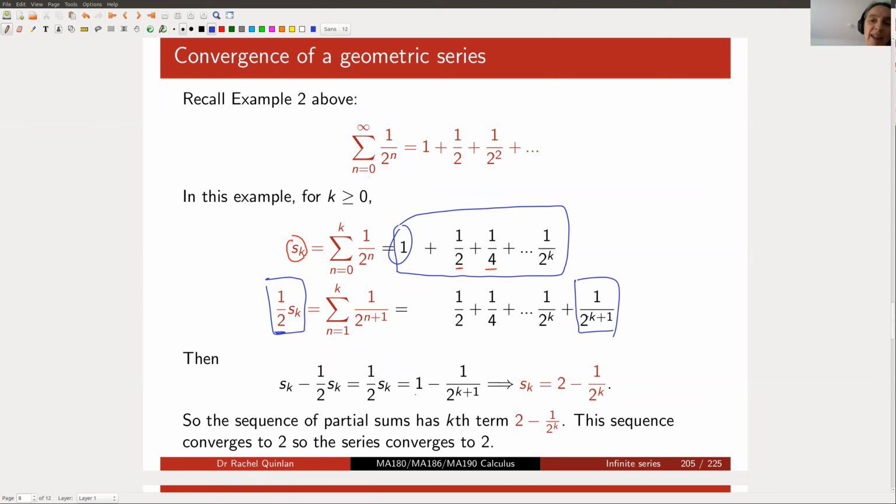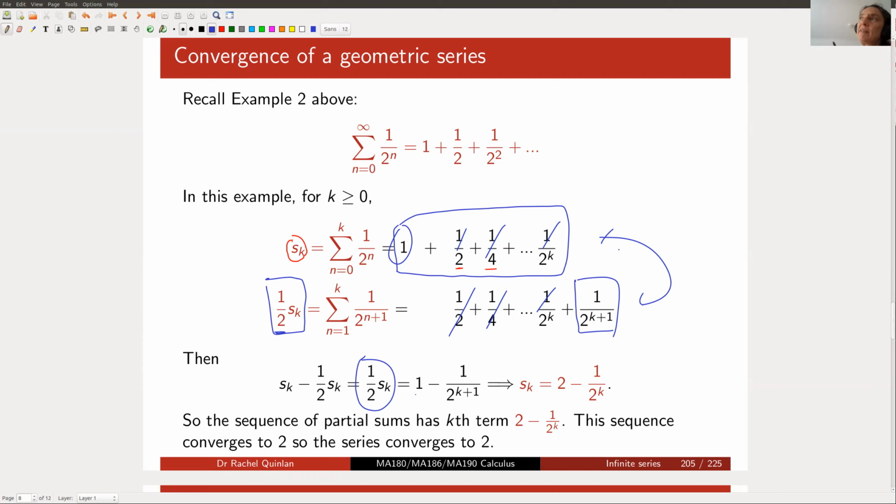Now if we subtract the second equation from the first one, on the left-hand side we get sk minus 1/2 sk, which is 1/2 sk. On the right-hand side, all these terms cancel in the difference, except for the first one, which survives, and minus the last one. So we get that 1/2 sk is 1 minus 1 over 2 to the k plus 1, which is just the difference of these two expressions. And that's telling us that sk, multiplying that by 2, is 2 minus 1 over 2 to the k.